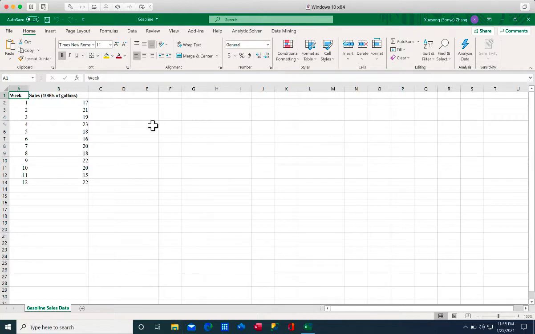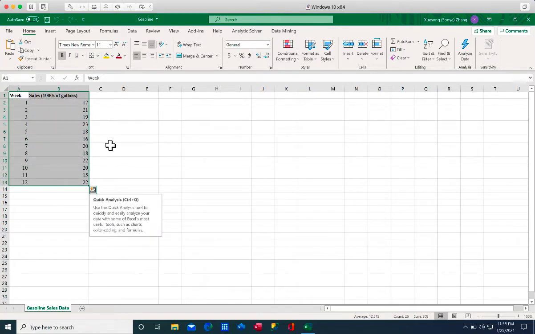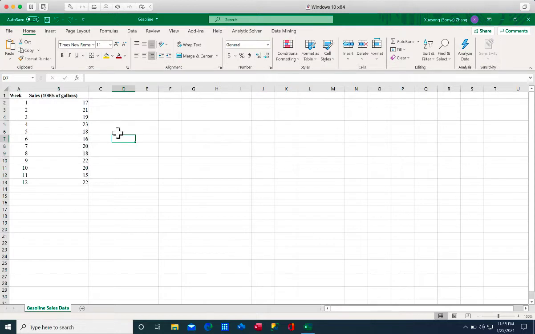In this demonstration, we have a data set of 12 weeks of gasoline sales. And now we're going to try two different methods. The first one is the moving average smoothing, and the second one is the exponential smoothing. The moving average method uses an average of the most recent n data values in the time series to forecast the next period. Here, we're going to develop a 3 weeks moving average for the original 12 weeks of gasoline sales.